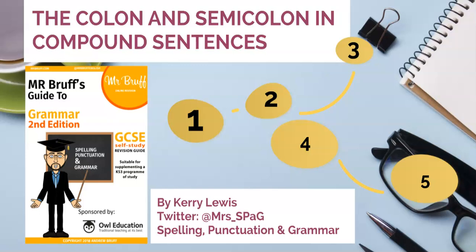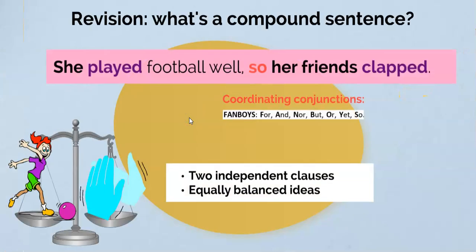Today I'm going to talk about how to use the colon and semicolon in compound sentences. So, what's a compound sentence? Let's read this example. She played football well, so her friends clapped.